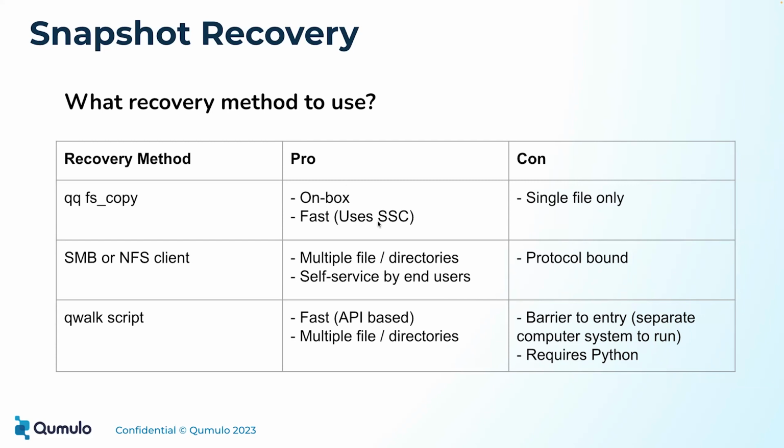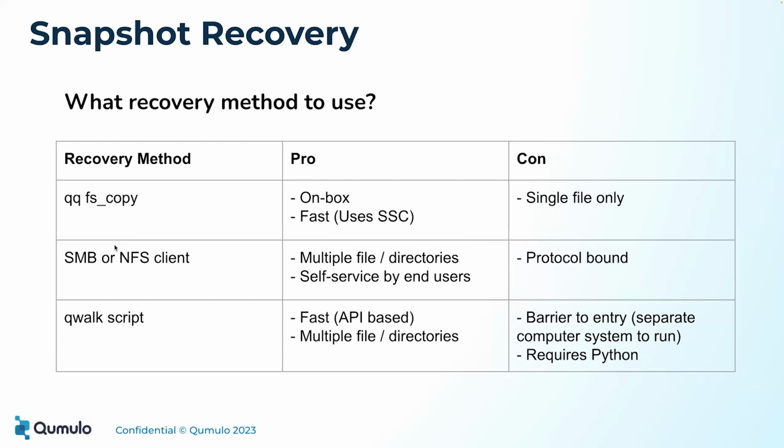It is fast because it's using server-side copy, so all of that operation happens entirely inside of the cluster. The con is that it's a single file only, so I cannot point to a directory and restore a directory. I would have to use some logic in my code to find all the entries and then copy all of the entries. This is kind of where QWalk comes in.